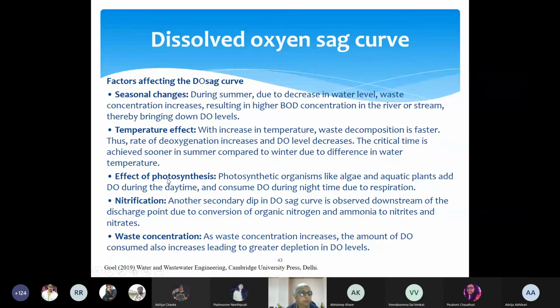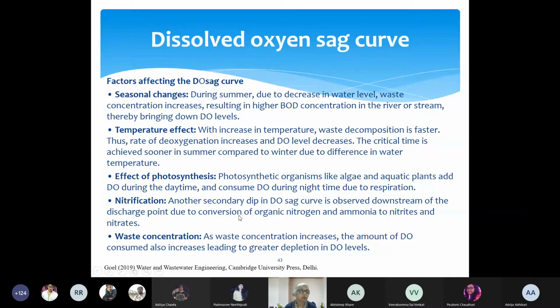Then we come to effect of photosynthesis. Now, in the river water, you have several photosynthetic organisms. You have algae, you have aquatic plants, and all of them are adding DO into the water during the daytime. And there is a small amount of consumption of DO during the night due to respiration. So this will result sometimes in very anomalous readings in water. Sometimes people have found that the water sample is super saturated with DO, and that is mainly because of photosynthetic organisms like algae and aquatic plants.